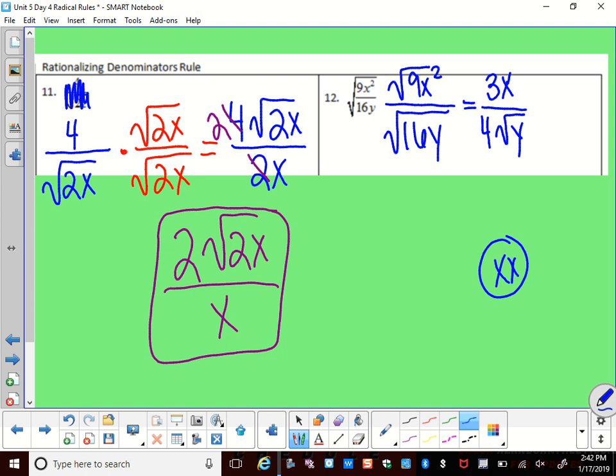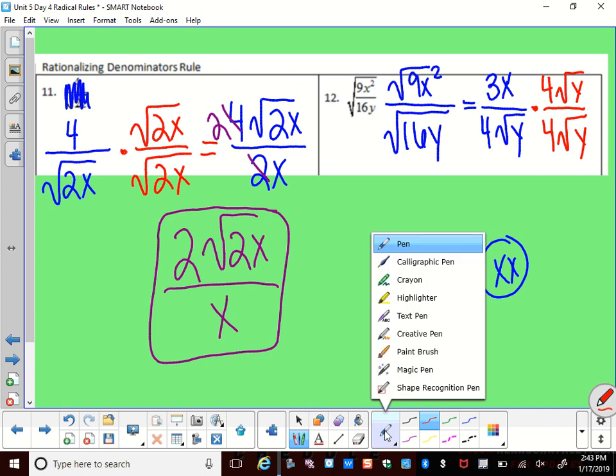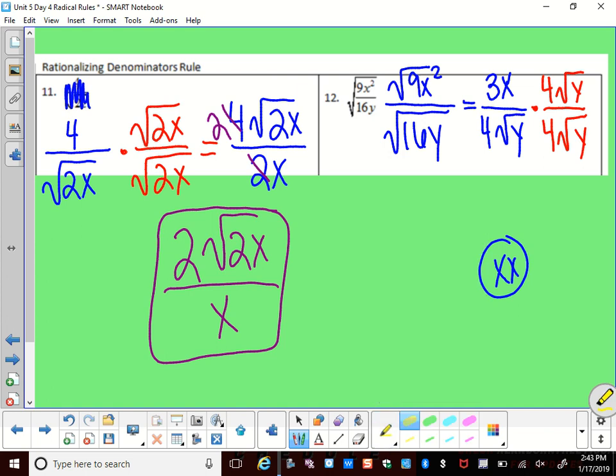This cannot be my final answer because of the radical underneath. So I can multiply by what? What's on the bottom? 4 times root y, and then 4 times root y. Whenever we have a radical on the bottom, we just multiply by that denominator. We don't like that guy, I multiply it by itself. We didn't like this guy, I multiplied by itself.